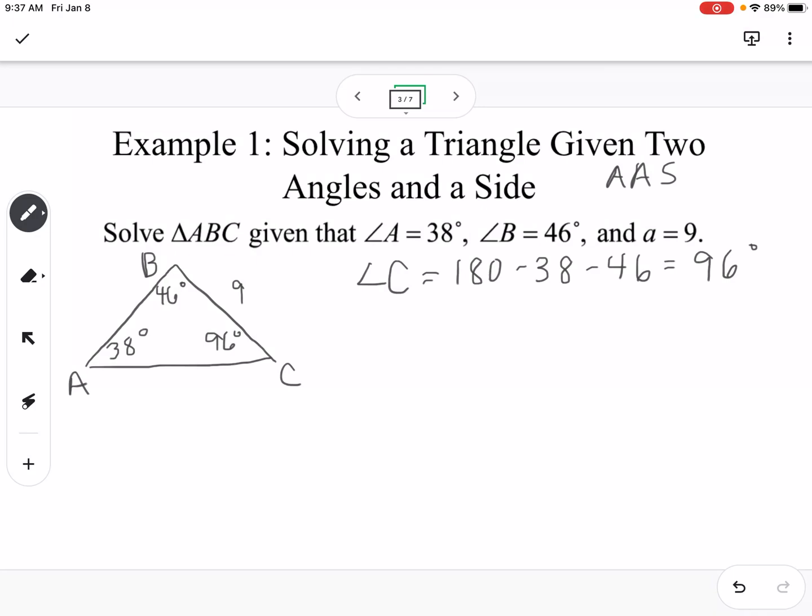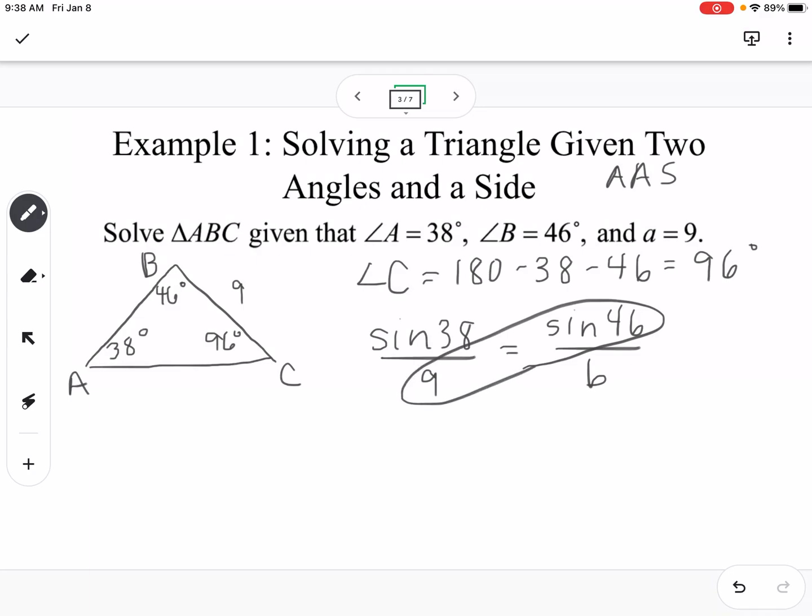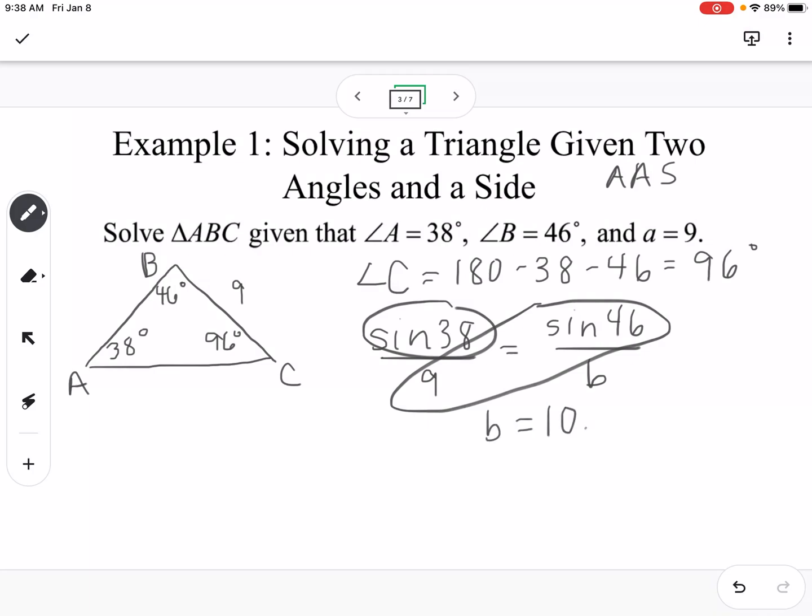So I always want to use the given, so that way if I make a mistake halfway through, I'm not making a mistake for all my answers. So I want to use sine of 38 over 9. Those were my givens. And let's start with side b. So I'm going to say sine of 46 over b. So then we just cross multiply. So we take 9 times the sine of 46 and we divide by the one left out. So we divide by sine of 38. And that gives us, for b, we get 10.516.